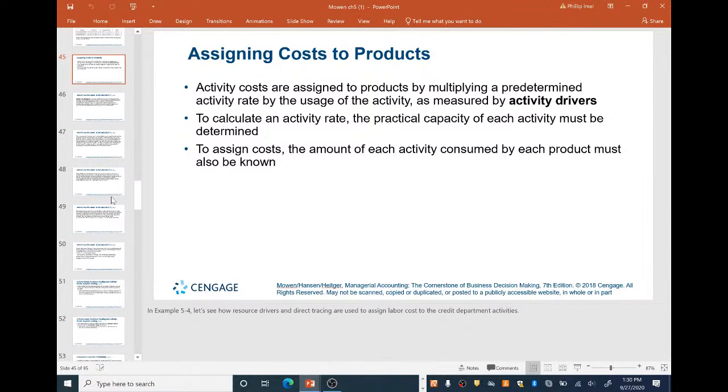Okay, let's talk about assigning costs to products. So activity costs are going to be assigned to products by multiplying a predetermined activity rate by the usage of the activity, and this is going to be measured by activity drivers. Now, to calculate an activity rate, the practical capacity of each activity must be determined. To assign cost, the amount of each activity consumed by each product must also be known.